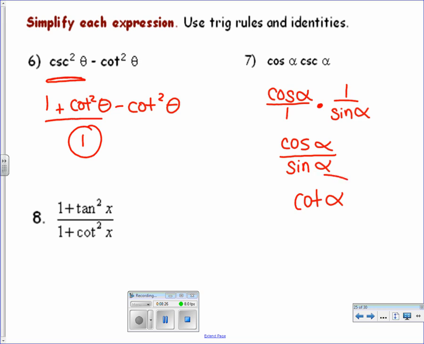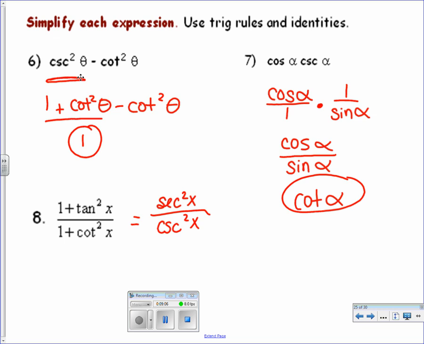Okay, the last one with simplifying. Notice it's squared. So we should be thinking Pythagorean identities. So what I would do is look at your numerator and say, do I know something that's going to be 1 plus the tangent squared of x? Secant squared, yep. So when we look at the bottom of our sheet, if we look for 1 plus tangent squared of x, we see that it's equal to secant squared. Now let's look at the bottom. The bottom is equal to cosecant squared.